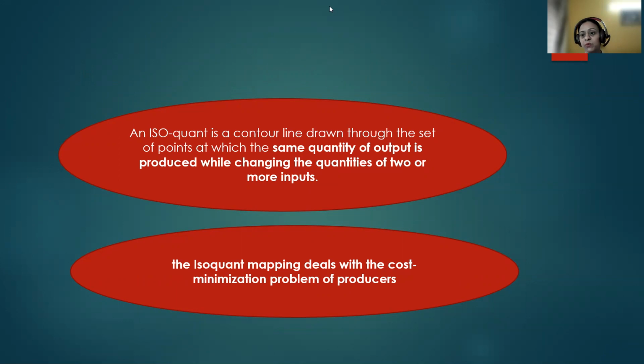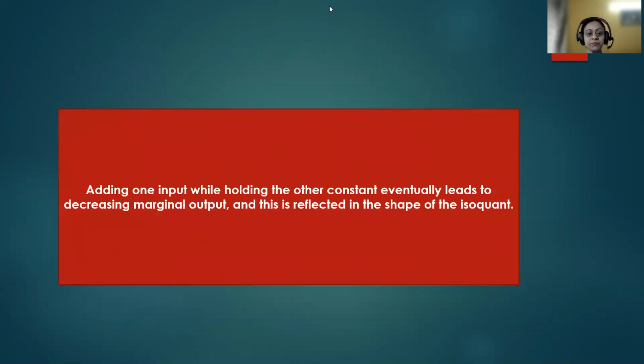Isoquant curves are used by the producers to solve the cost minimization problem. When we add one input and hold other inputs constant, then this leads to diminishing returns of the output. And this is reflected in the shapes of isoquant curves.